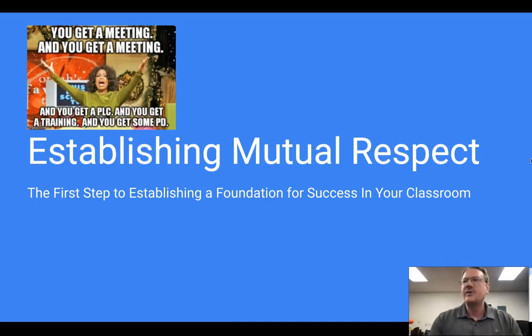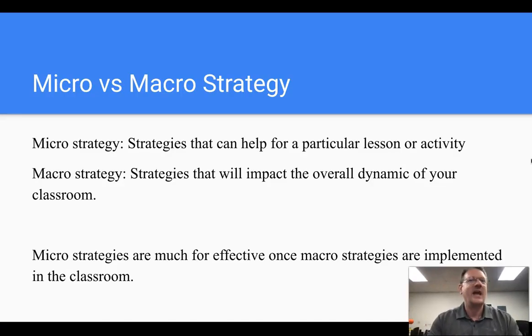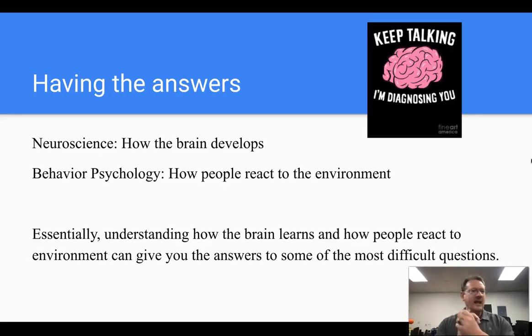But what I'm trying to do in this video is use updated neuroscience. And I'm not going to do videos on graphic organizers and word walls, because those are examples of micro strategies. Most of you know all the micro strategies, right? Micro strategies are great, but they're only impactful for the 15 or 20 minutes that you use them for that particular lesson. Macro strategies, like creating mutual respect in the classroom, will impact the overall dynamic of your classroom. Micro strategies are much more effective once the macro strategies are implemented in the classroom.